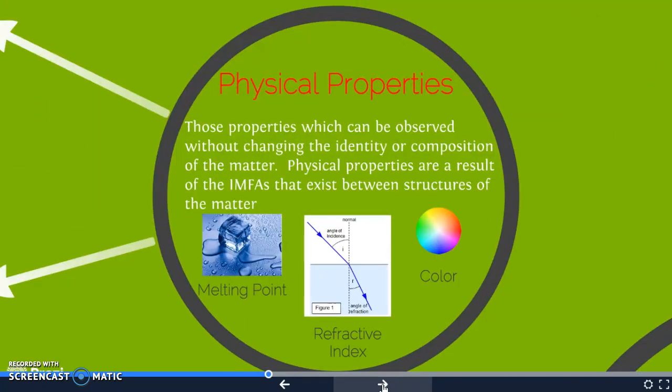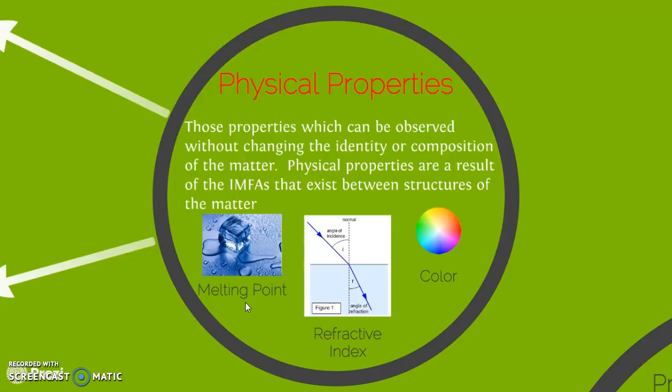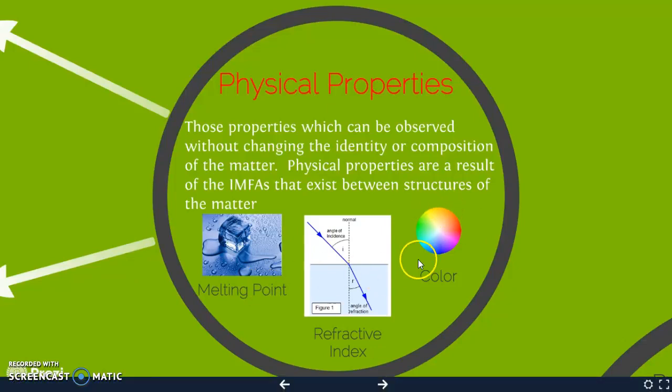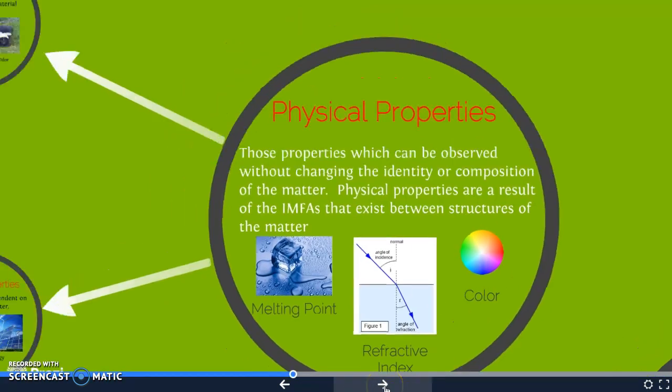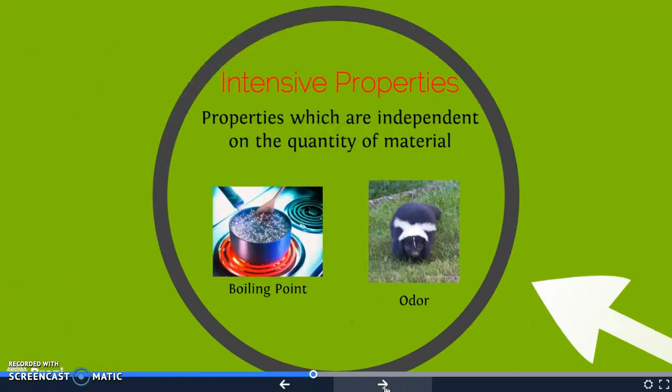Physical properties are those properties that you can observe without changing the identity of the material. So, melting point of water is 0 degrees Celsius. Regardless of how much water you have, it melts at 0 degrees Celsius. It boils at 100 degrees. Color of something. Iodine gas is always going to produce the same color of purple. So that's very useful for identifying.